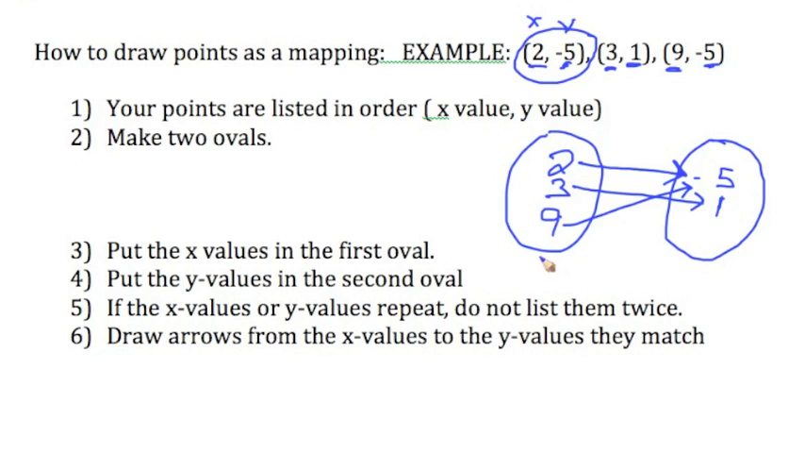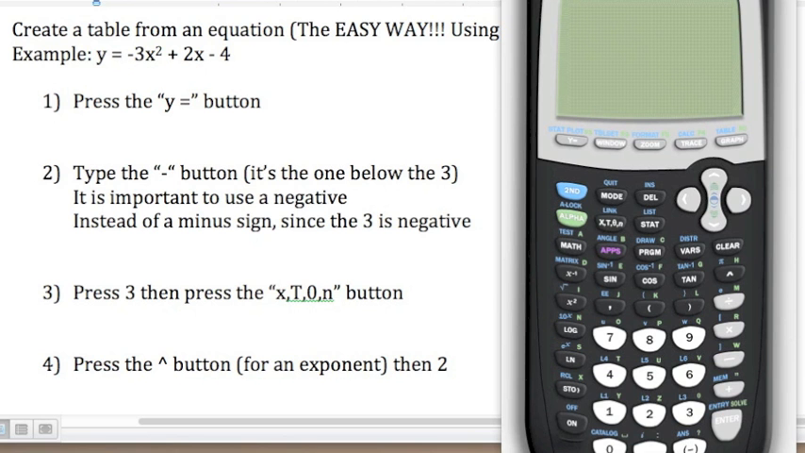Again, x values on the left hand side, y values on the right hand side. If they repeat, don't write them twice, and you draw arrows from the x's to the y's. And that's it.